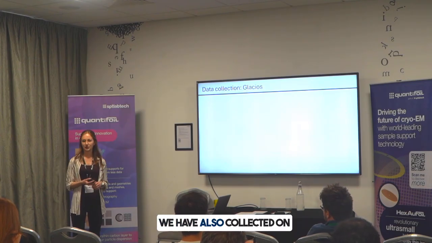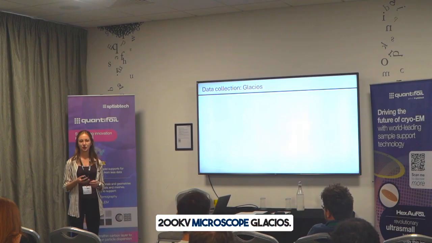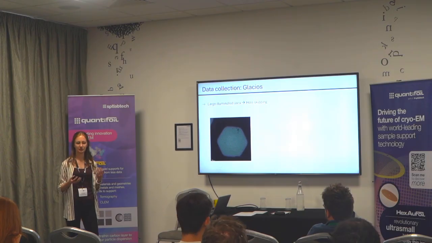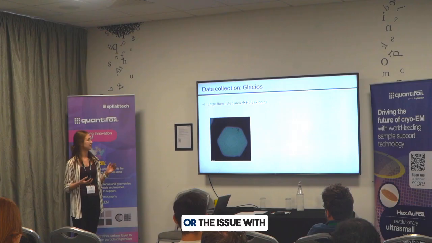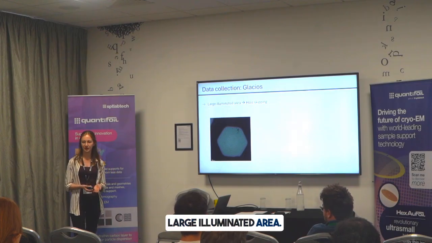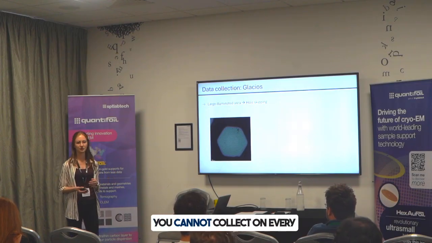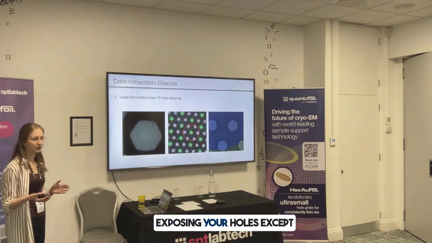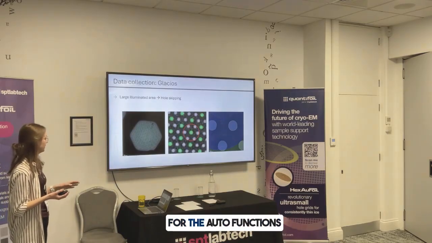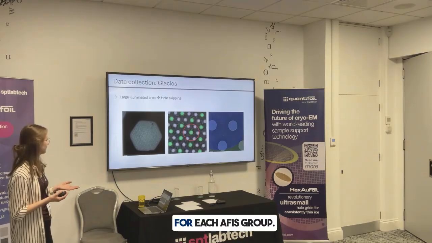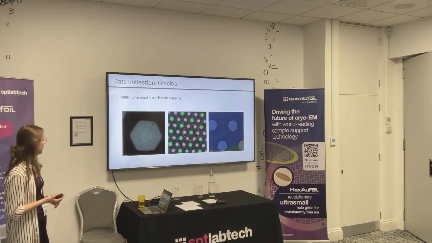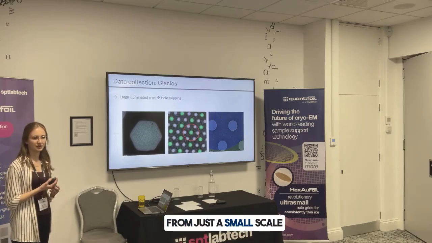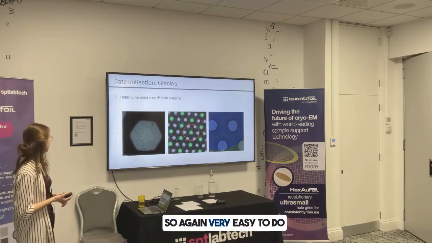We have also collected on a 200 kV microscope, Glacios, and again, the same rules apply, except for the issue with the large illuminated area. So you need to skip holes. You cannot collect on every hole, so you're not pre-exposing your holes, except for the autofunctions for each AFIS group. But other than that, I was able to get really nice data from just a small-scale Glacios data collection. So again, very easy to do.